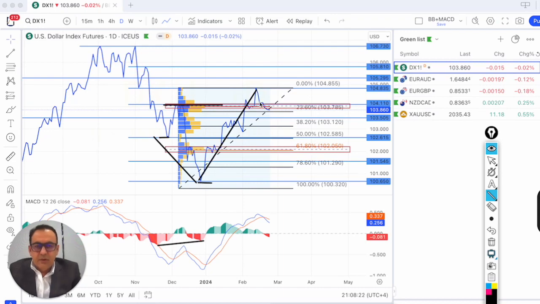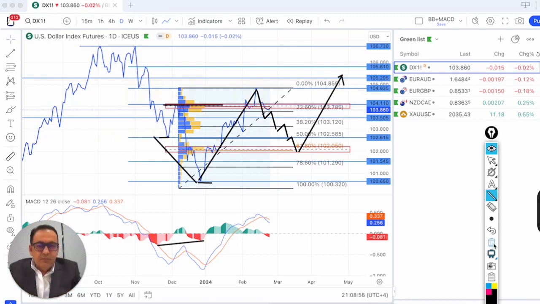After the breakout structure, we anticipate the market will pull back to at least the 50 or 61.8 fib retracement area. Based on the Fibonacci retracement tool, the 50% area is around 102.58, followed by 61.8, which is again a confluence of the high volume zone and the 61.8 retracement area, and then we can expect continuation to the upside. So again, the short-term view remains bearish.